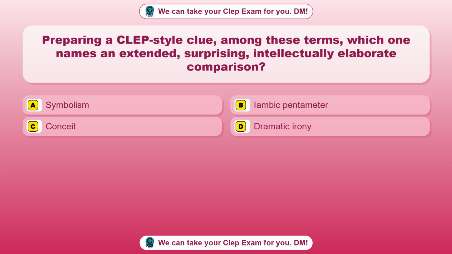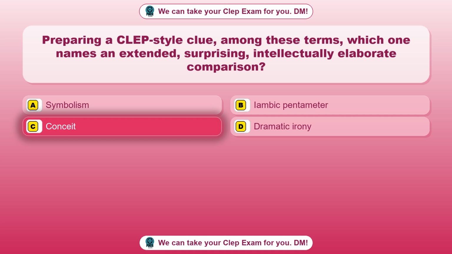Question 66. Preparing a CLEP-style clue among these terms, which one names an extended, surprising, intellectually elaborate comparison? Option A. Symbolism. Option B. Iambic pentameter. Option C. Conceit. Option D. Dramatic irony. The correct answer is option C, conceit.